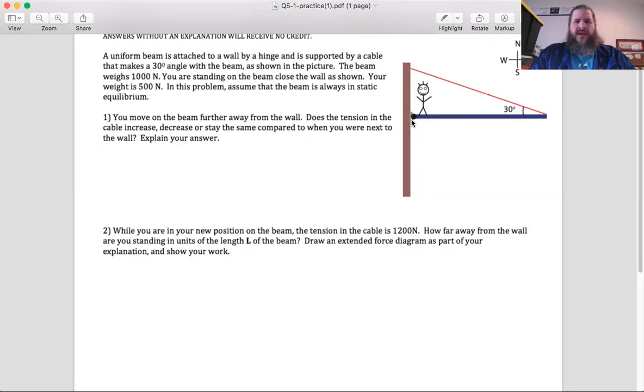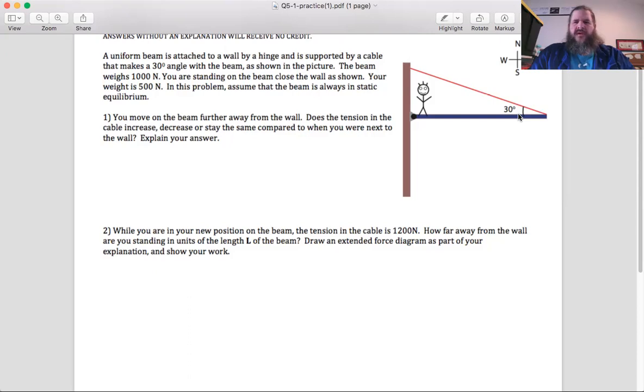Here we have a horizontal beam whose weight we know is 1,000 newtons. And we have a person whose weight is 500 newtons. So we know the force, at least some of the forces here. And we're assuming the person is able to move further away from the wall. And we want to know what's going on with the tension in the rope.